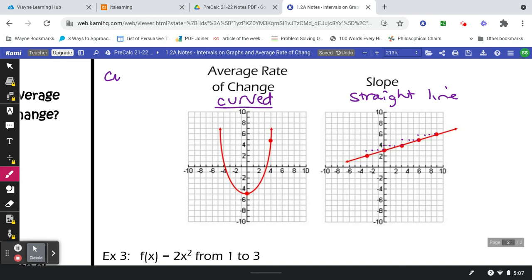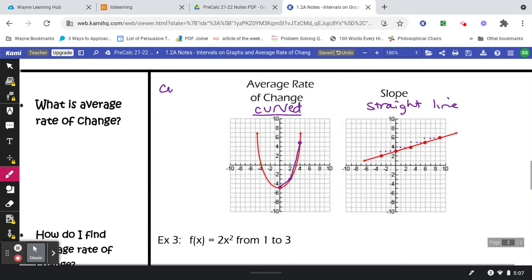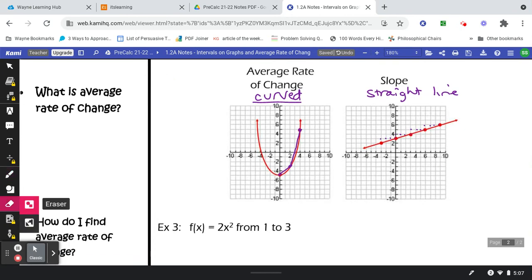And your average rate of change could change. If you're just going from here to here, it could be different than if you're going from here all the way up to here. You can tell it's a much steeper line as you go from those second two dots as opposed to when you go from the first two. So your average rate of change can change depending on which interval you're looking at.